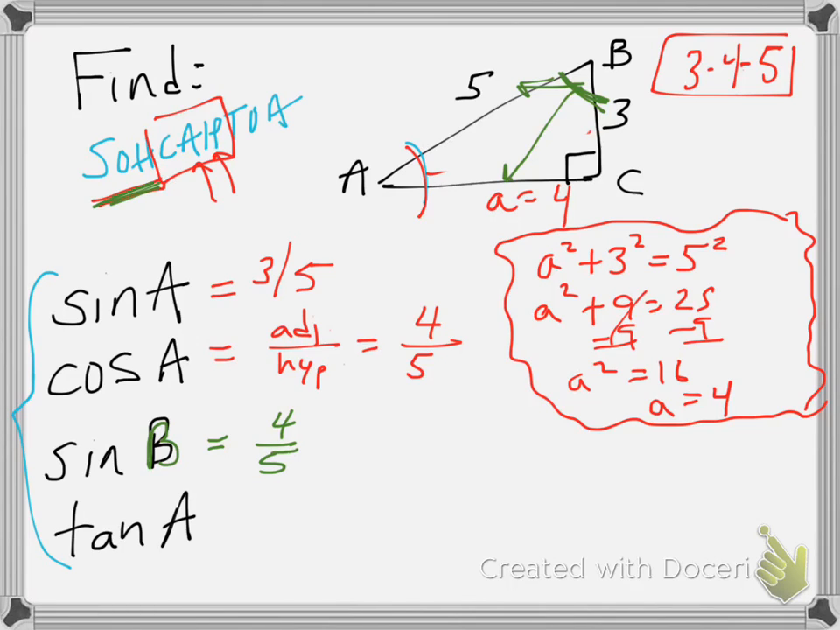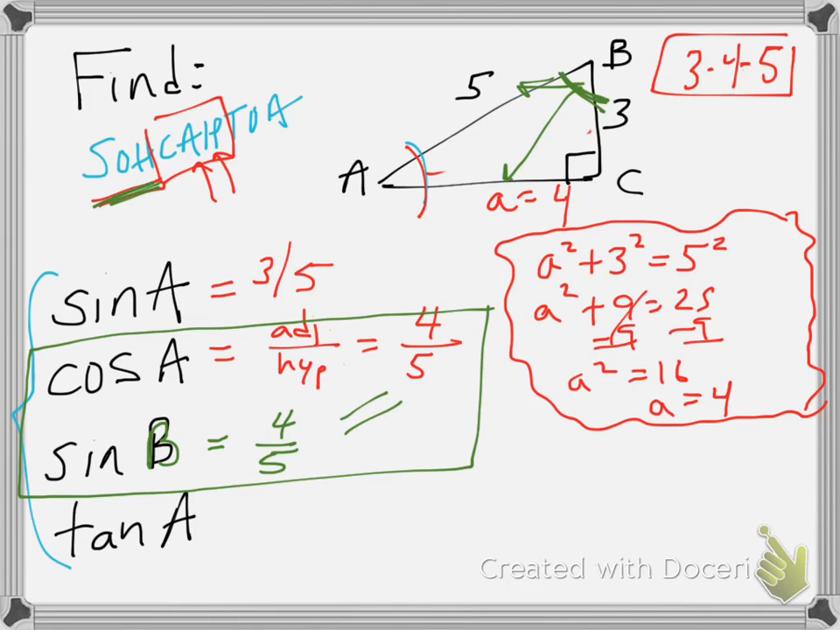Now if you paid attention in class, then you know that sine of B is going to equal cosine of A. Why? Because A and B are complementary angles. Of course these are equal. The opposite of one is the adjacent of the other. And finally, tangent back at angle A. Tangent is the ratio of opposite to adjacent, right? So opposite of angle A is 3, and adjacent to angle A is 4. So 3/4.